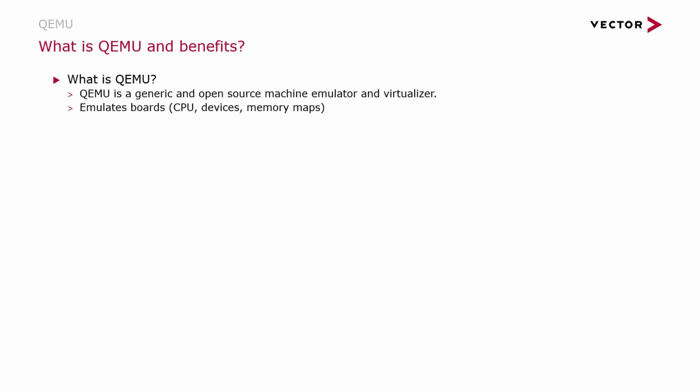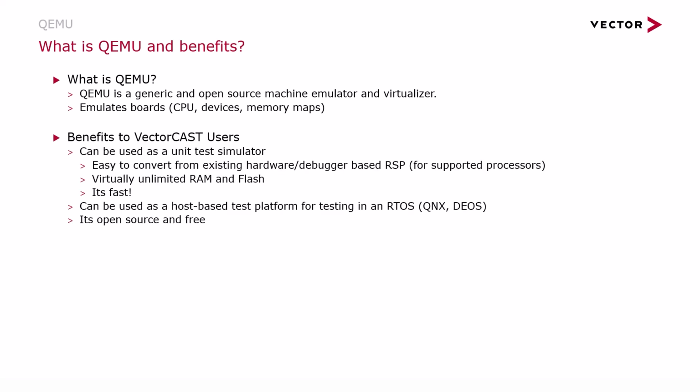So what is QEMU? QEMU is a generic and open source machine emulator and virtualizer. It emulates at the board level, so CPU, devices around that CPU, memory maps, etc. This can benefit Vector users in a number of ways. Primarily, we use it in unit testing.